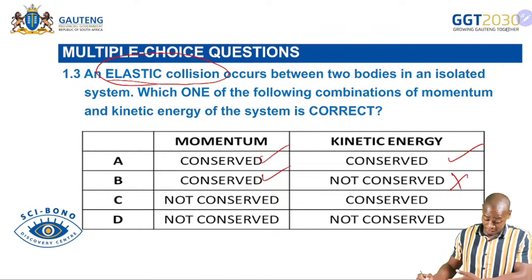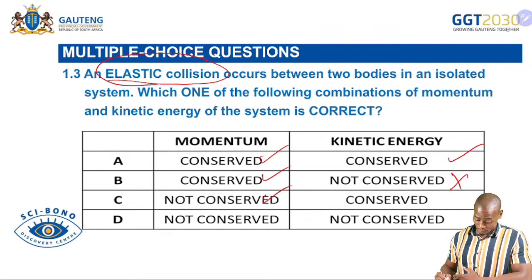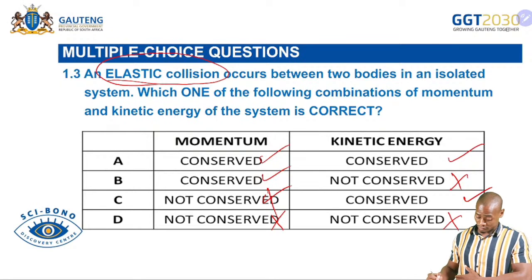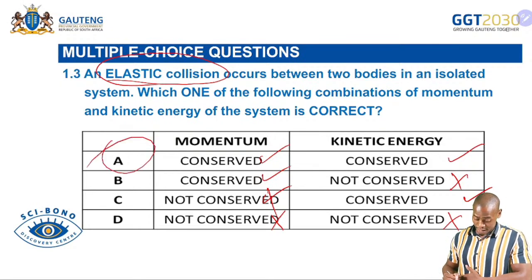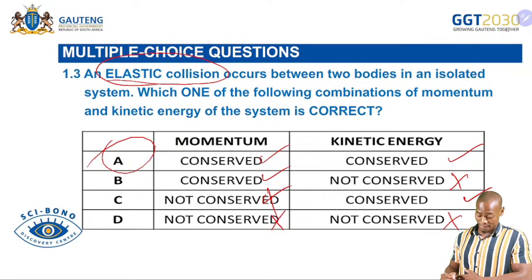Unless the question was asking you about the inelastic, then we would choose option B. All right. Then for not conserved momentum, this is out. Conserved, yes, when it comes to elastic. D, not conserved, that is wrong. Not conserved, that is also wrong. So you check the option with two ticks, and you'll see it is option A. Why option A? Remember, for an elastic collision, both momentum and kinetic energy are conserved.